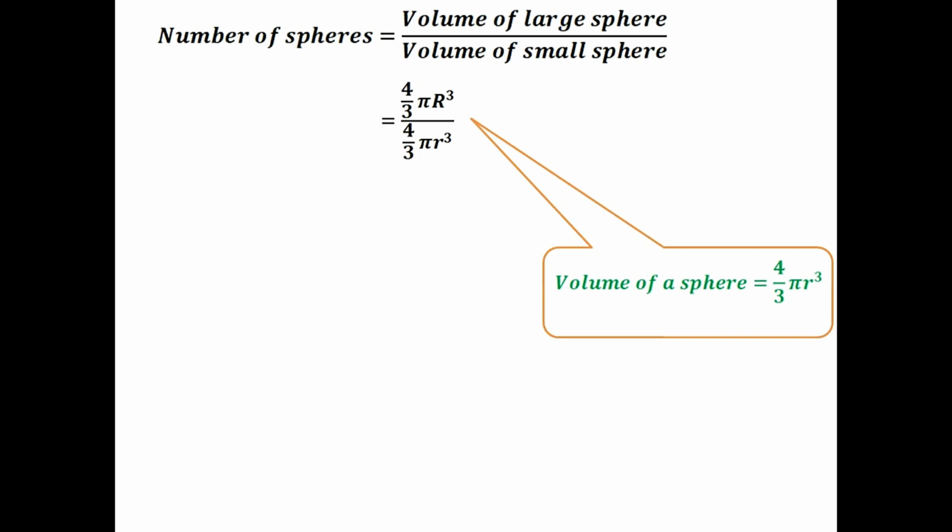Now you can see on both numerator and denominator 4 by 3 pi is common. So we can cancel it and we can write this equal to capital R cube by small r cube. Now capital R, the radius of the large sphere, is 10 centimeters, and small r, the radius of the small sphere, is 1 centimeter. So this can be written as 10 cube by 1 cube. Now 10 cube is 1000 and 1 cube is 1. So this is 1000 by 1, that is equal to 1000. That means number of spheres equals 1000.